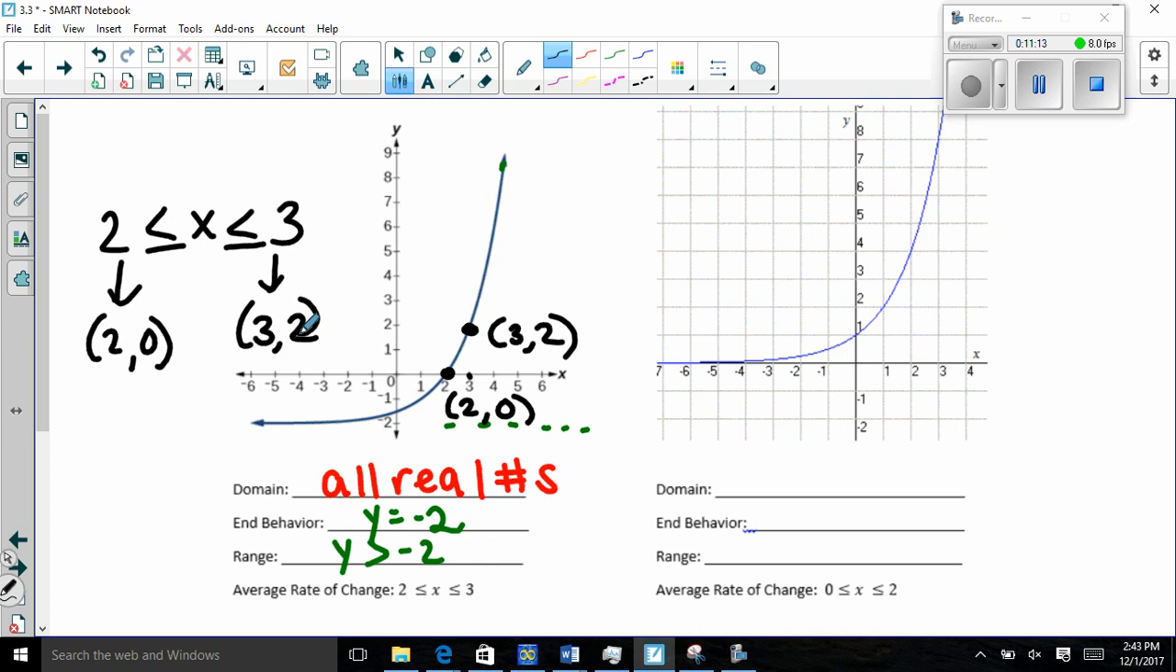I could just count the rise over run. I'm going up 2 over 1, so I know my slope will be 2. Or I can label and plug it in.